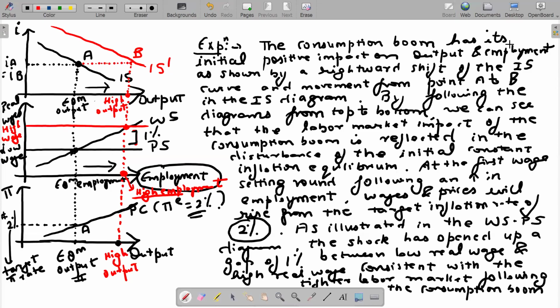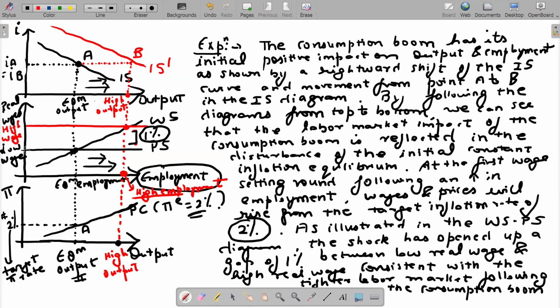So I am once again making it clear to all students. I also want to make an addition here. This 1% increase is given to us. That means when the consumption boom happened, the consumption boom led output to rise, it led employment to rise. So obviously workers started demanding higher wages. That means we are given that the higher real wage is 1% more than the low real wage.